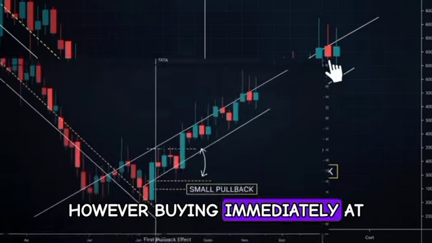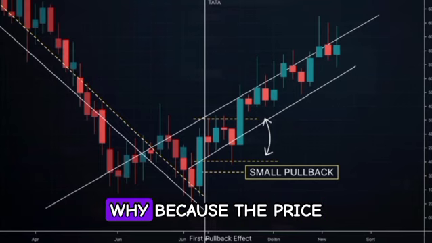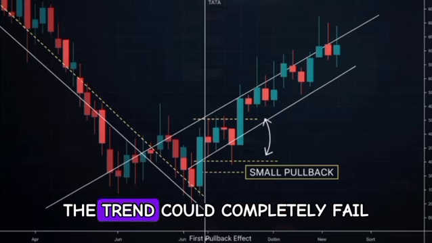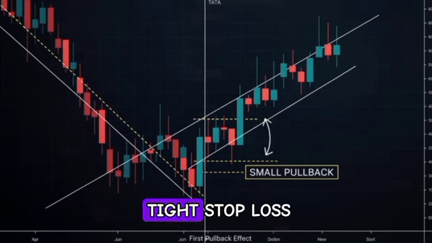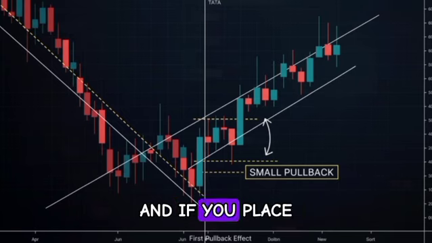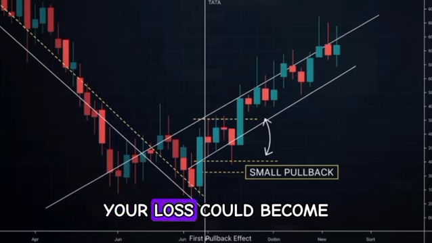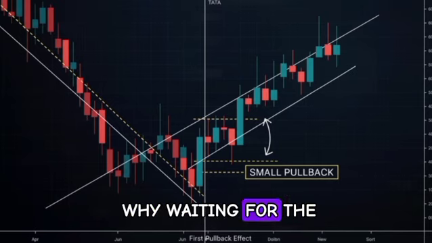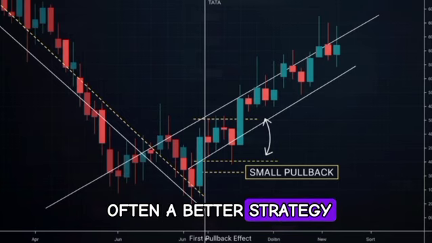However, buying immediately at the trend high is not the right decision. Why? Because the price can pull back, or even worse, the trend could completely fail. If you enter at the high with a tight stop loss, even the pullback can stop you out. And if you place a wider stop loss, then in case of trend failure, your loss could become very large. This is the reason why waiting for the first pullback and then entering is often a better strategy.